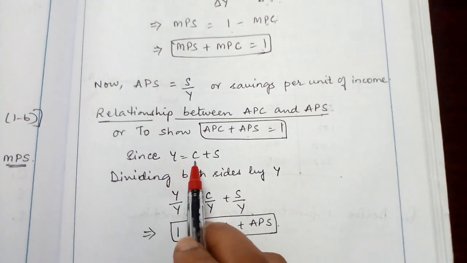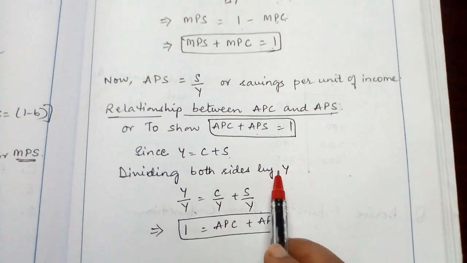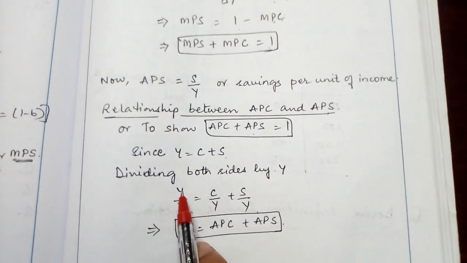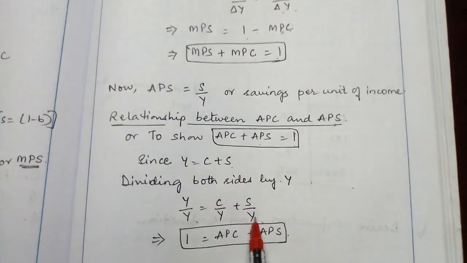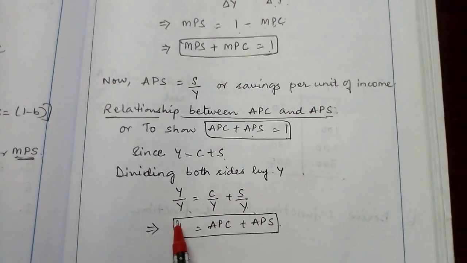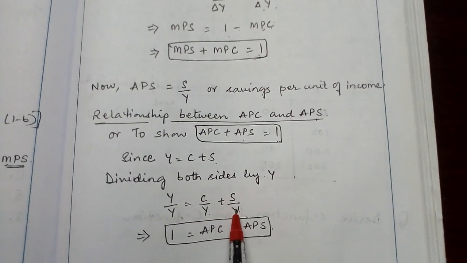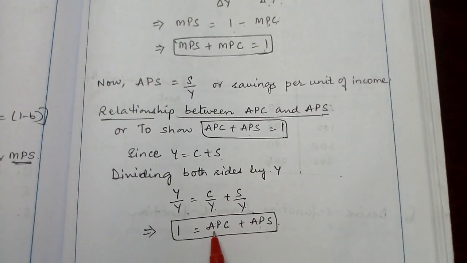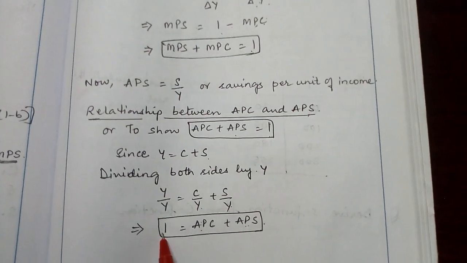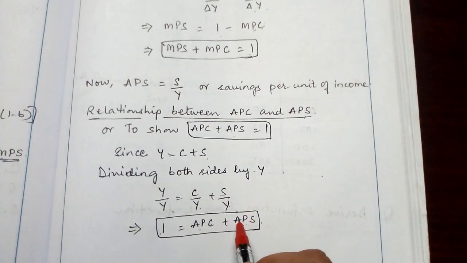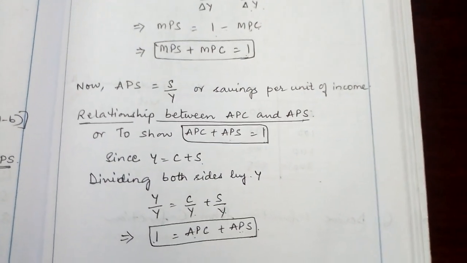Since income is equal to consumption plus saving, we divide both the sides by Y, and so we get Y by Y is equal to C by Y plus S by Y. This becomes 1, and C by Y we learnt it is APC and S by Y is APS. Hence, APC plus APS is equal to 1. So these two formulae are very important for us because they will help us in solving further problems.